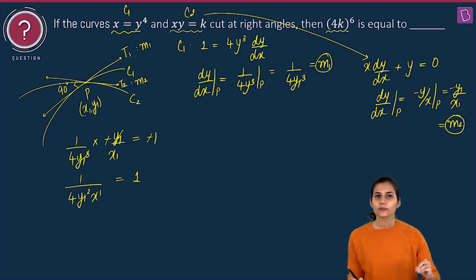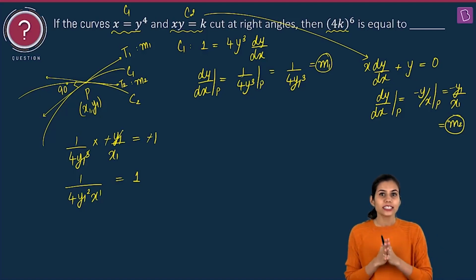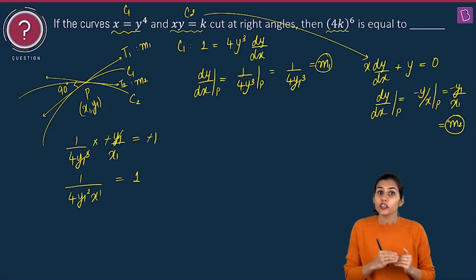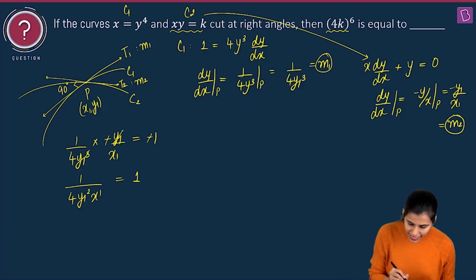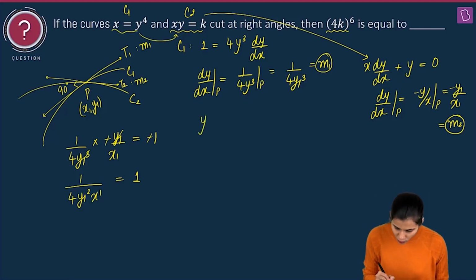Now, what I need at this point of time is the explicit value of x1 and y1 in terms of k. That means now I'm interested in computing the coordinates of point P, which is the point of intersection of my curve C1 and C2. How do I get that conventionally? By solving both the equations of the curve simultaneously. So let's do that. From here, x is y to the power 4. Plug it in the second curve's equation. What will you get? y to the power 5 equals k. That means y is k to the power 1 by 5.